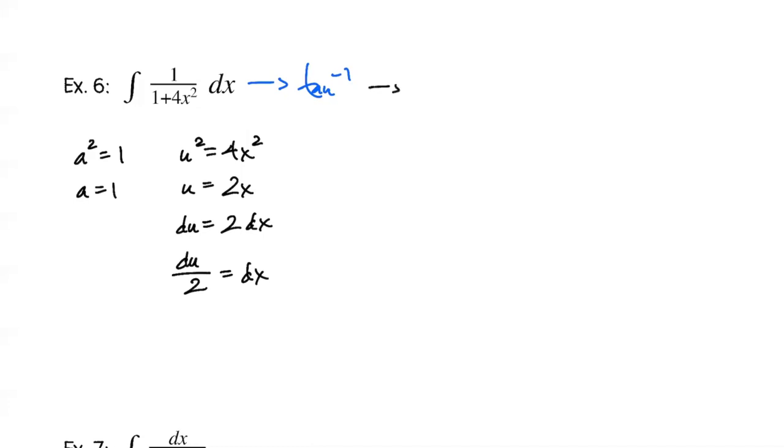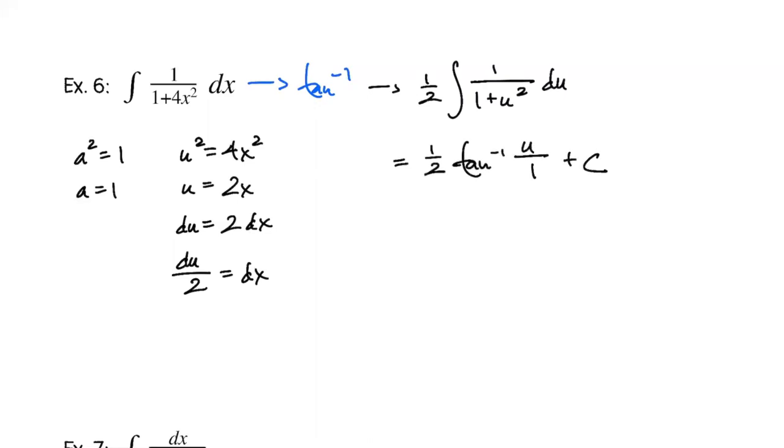And so this is going to give us an integral of, we're going to have the 1/2 in the front, the integral of 1 over 1 plus u squared du. And now it matches perfectly with our formula. And so we're going to have 1/2 inverse tangent of u over 1 plus c. So that 1 on the bottom is just the a, right? So it's not that we don't have it there, but eventually we're not going to need it because the absolute value of 1 is 1. And when I divide by 1, it's just a whole number.